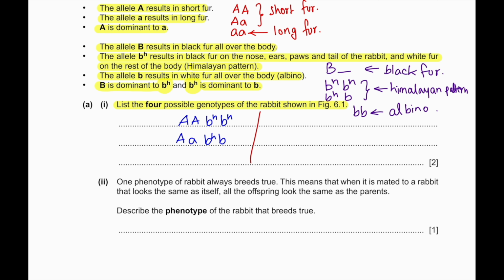The second set will be they can be both capital A with a small bh and a small b, and then capital A and a small a with small bh and a small bh. All right, so now just to make it more clear, let me switch this particular pattern from here to here.